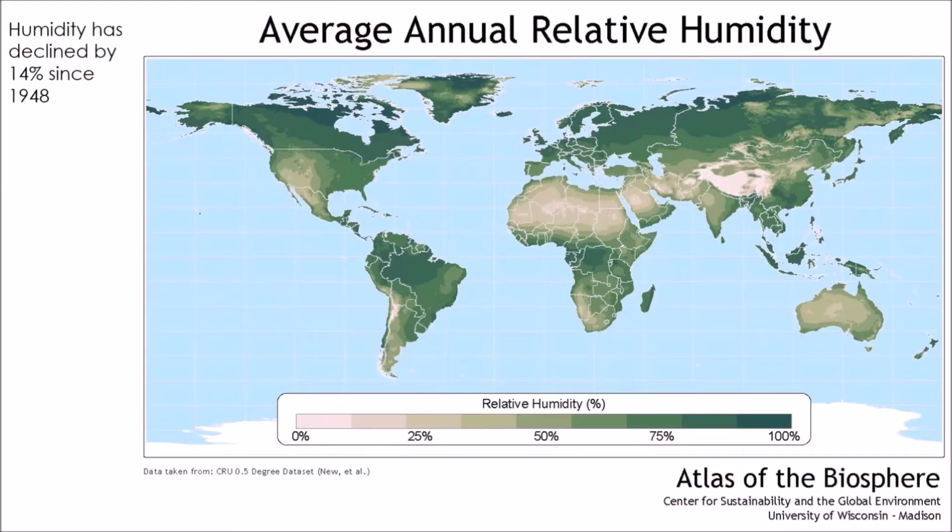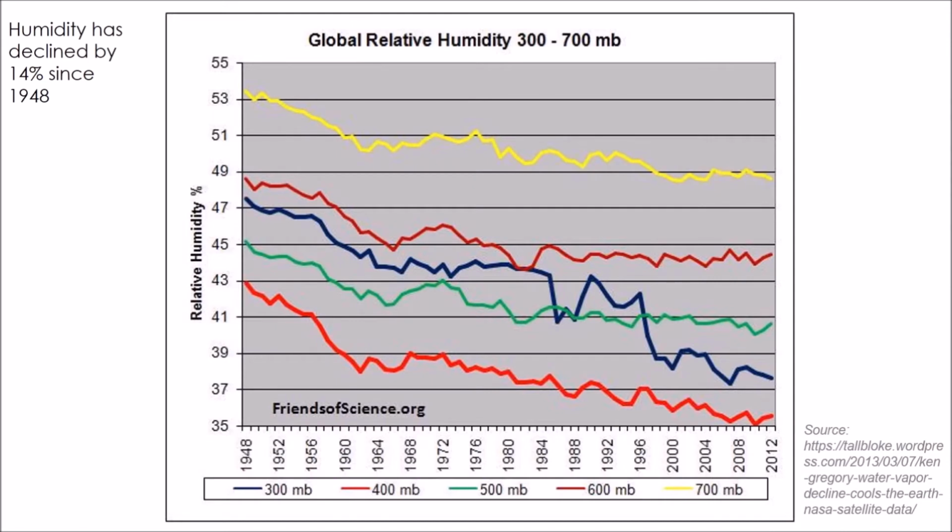As we all know, relative humidity is the amount of water vapor in the air, in the atmosphere. And we can see that over the decades the humidity has declined. From 1948 onwards, humidity has declined by 14%. That means the air is becoming drier, and in future the trend shows that it would become more dry. You can see here the change in relative humidity worldwide.